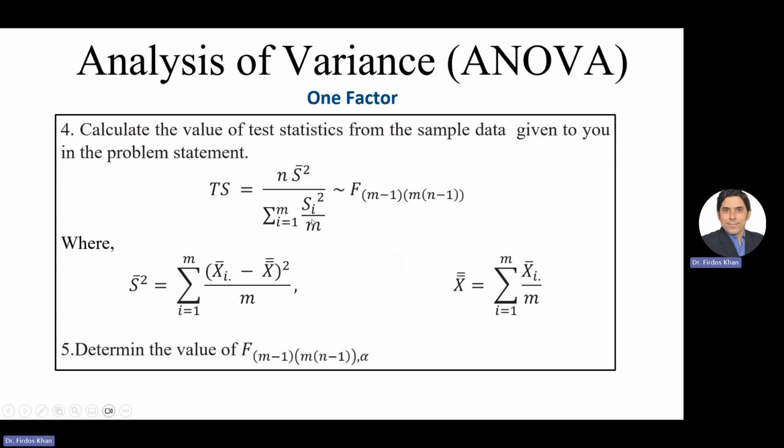I will explain this in a separate video. Just form the values and calculate the value of the test statistic from here. You don't need to do anything with this. This is just for information, and this portion will give you some value.